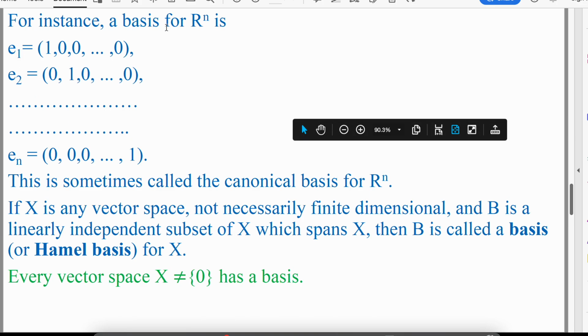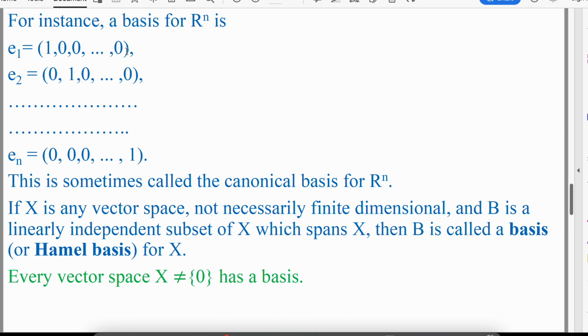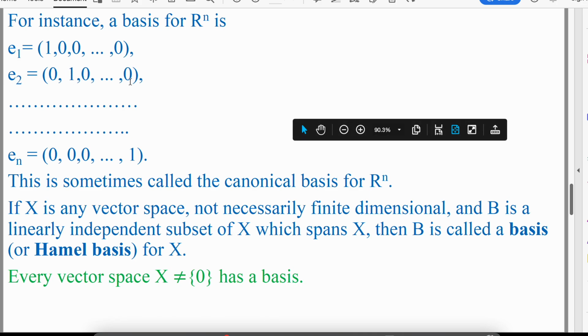For example, a basis for Rn is E1 equal to, where the first element is 1 and other elements are 0; E2 equal to, where the second element is 1 and all others are 0; and En, where all others are 0 and the nth element is 1. This is sometimes called the canonical basis of Rn.